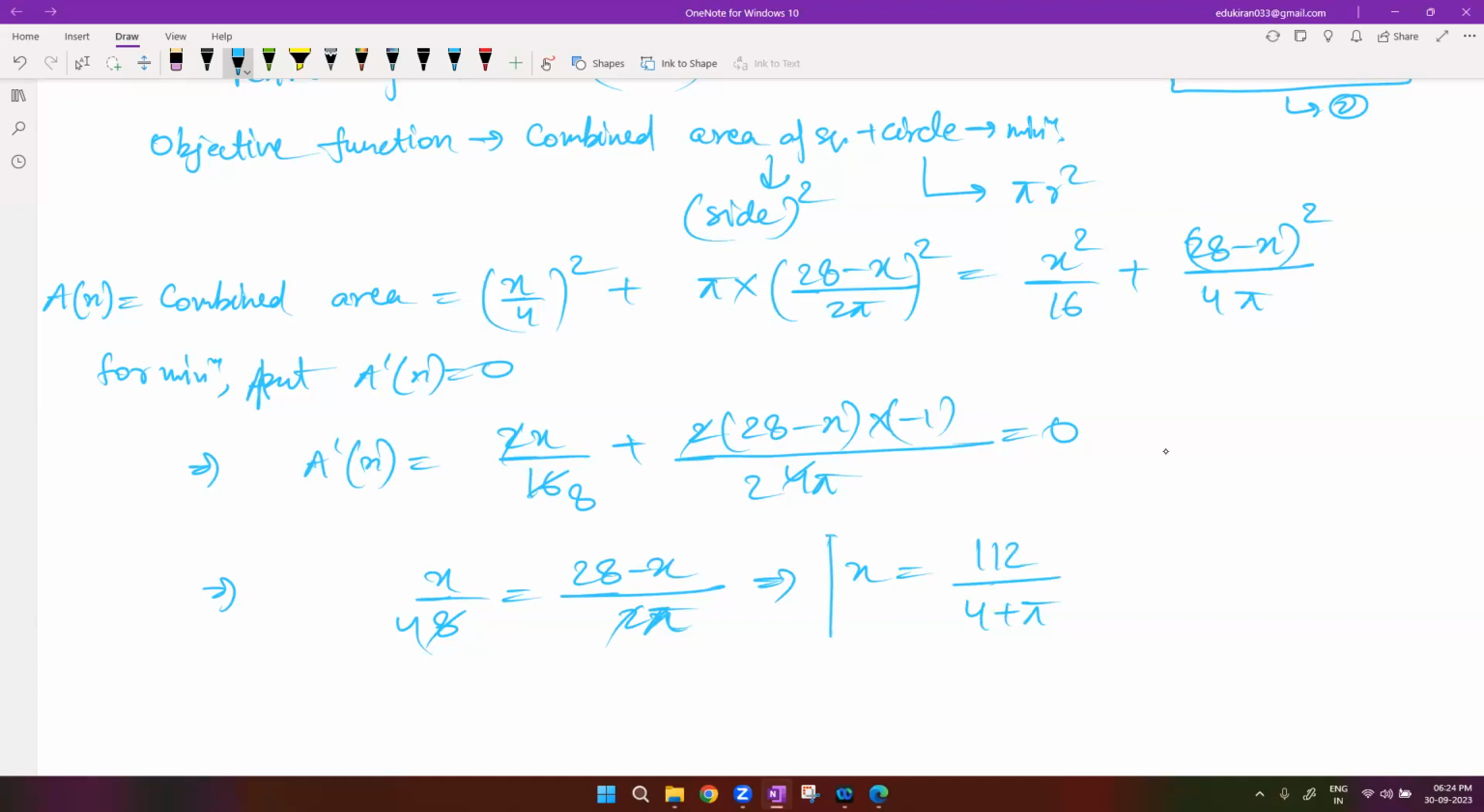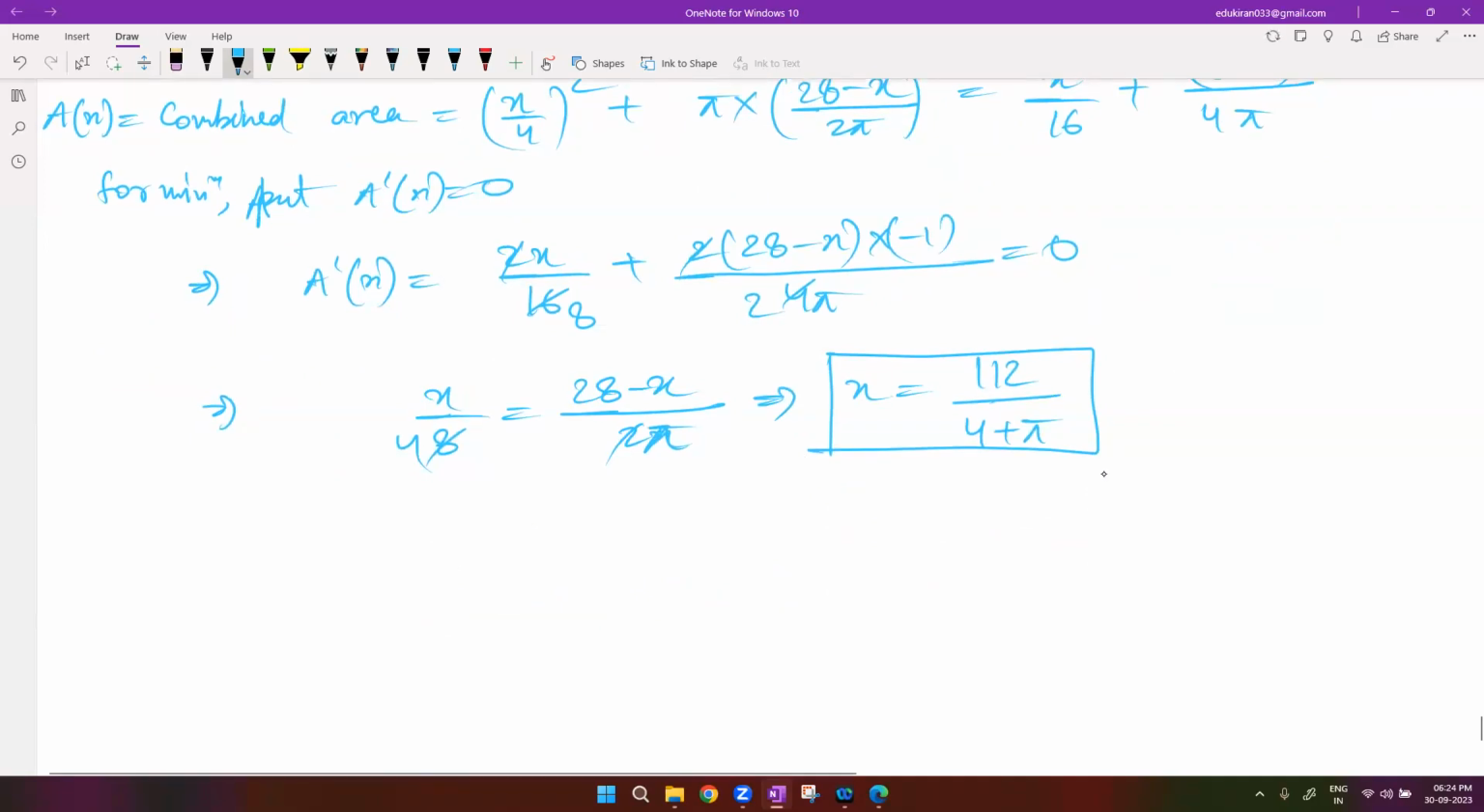To find out whether it is a point of local minima or local maxima, let's again find out a double dash x to check.